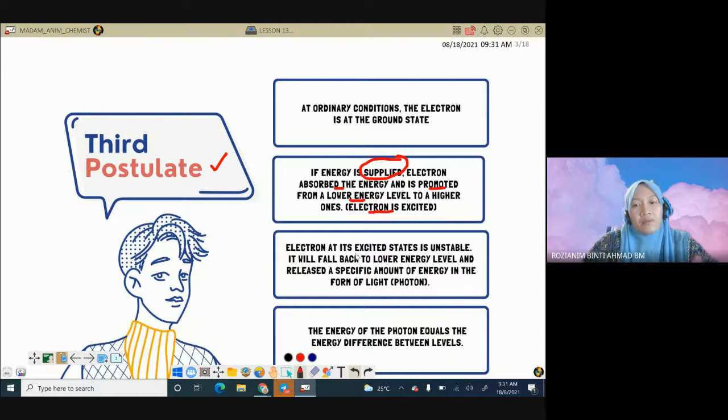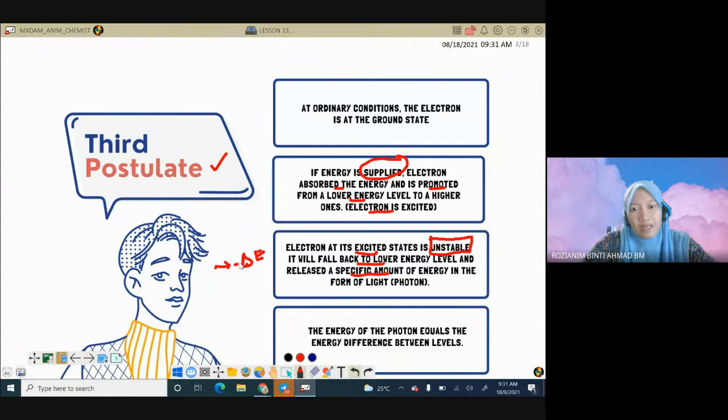Okay, dia pergi mana? Dia pergi ke higher energy level. So kita panggil dia higher energy level is the excited state. Tetapi karakter electron at the excited state is very unstable. So dia buat apa? It will fall back to the lowest energy level, dan masa sinilah dia akan release the energy. So dia akan bebaskan tenaga.